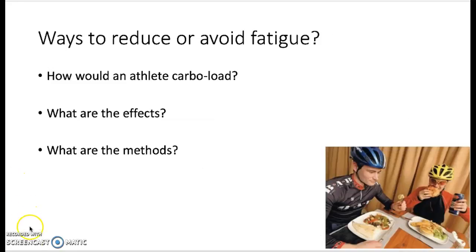Ways to reduce or avoid fatigue. Carbo loading is one of these ways. Athletes, especially long distance athletes like marathon runners, would do this. Carbo load a few days before an event, which increases the amount of glycogen in the liver and glucose in the muscles. It delays fatigue, and there are two methods of glycogen loading.